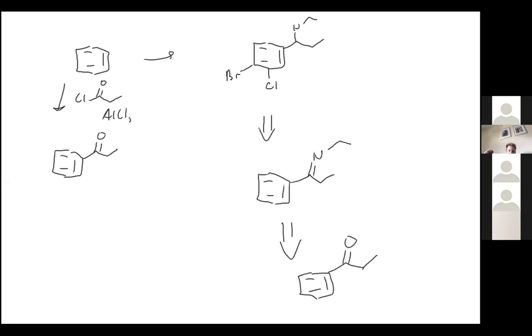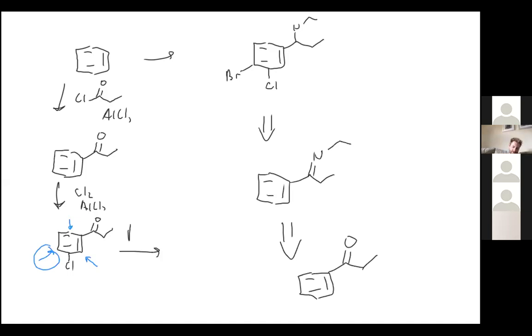I've got my meta director. I could chlorinate. The chlorine is now my highest priority group. That is a group 4 versus the group 5, which is the ketone. It's an ortho-para director. If I look at its positions, the least substituted one is where this Br is over here. The other two are kind of getting blocked by the ketone. So if I brominate, it should add to that position.